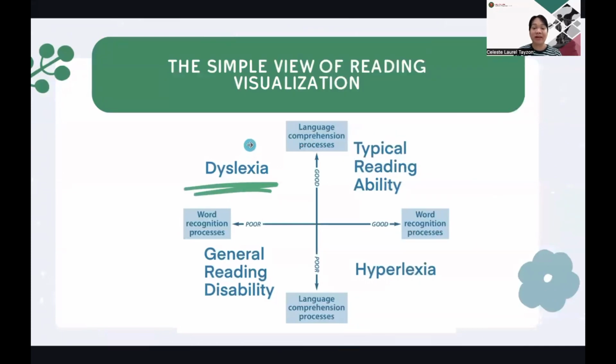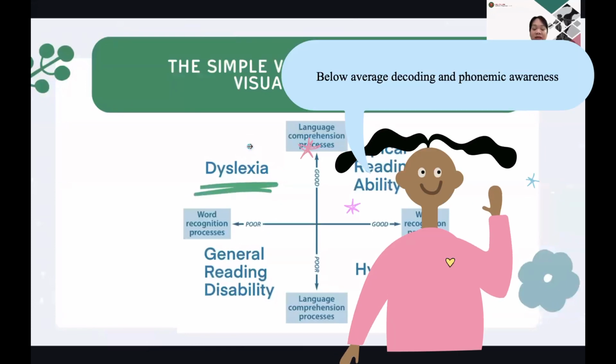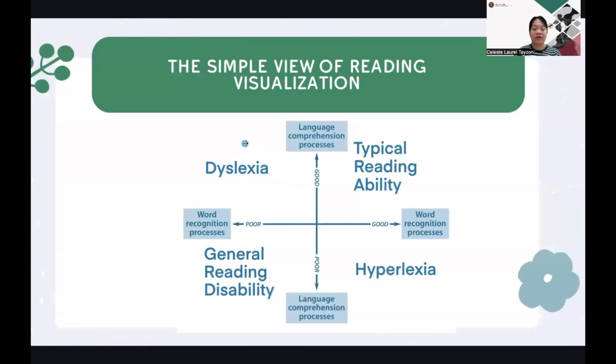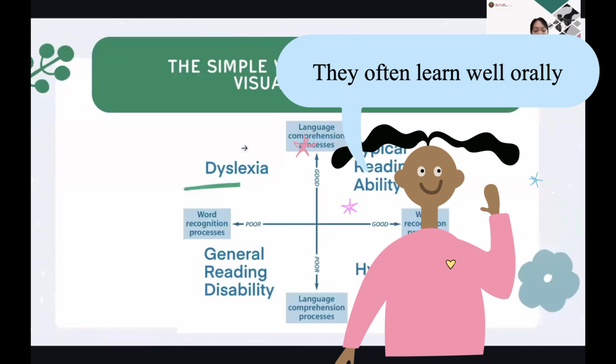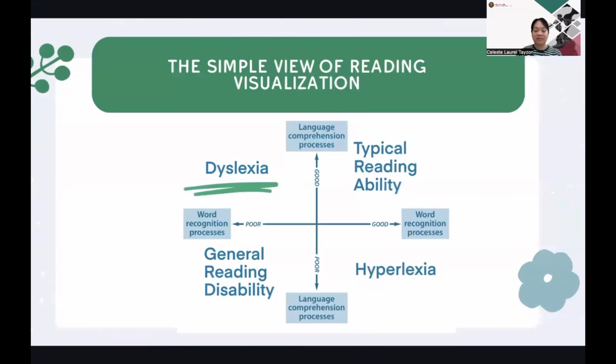Now, what are their characteristics? They have below average decoding and phonemic awareness. Oral vocabulary and listening comprehension are at least average. Fluency and reading comprehension may be below average. Often learn well orally. They need explicit and systematic phonics instruction and strong reading comprehension. When children read texts, they can decode.